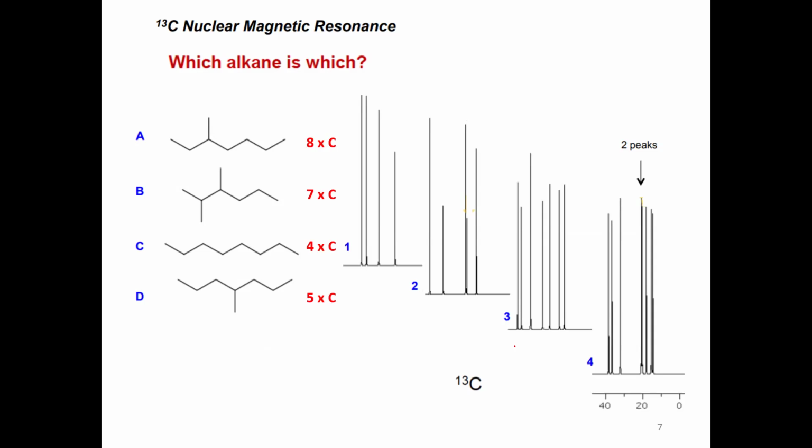So can you match it now? This one is the most symmetrical, only 4 carbons. Then you have D, 5 carbons. This one is 6, and you can all see this is 1, 2, 3, 4, 5, 6, 7. So this one is B with 7 carbons. This one will be almost the same, but I'm telling you that this one actually splits into peaks.